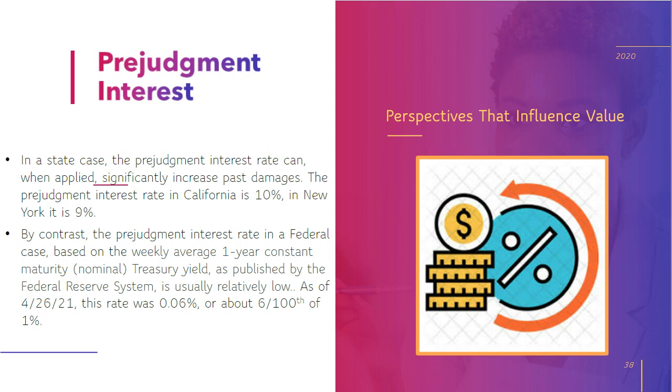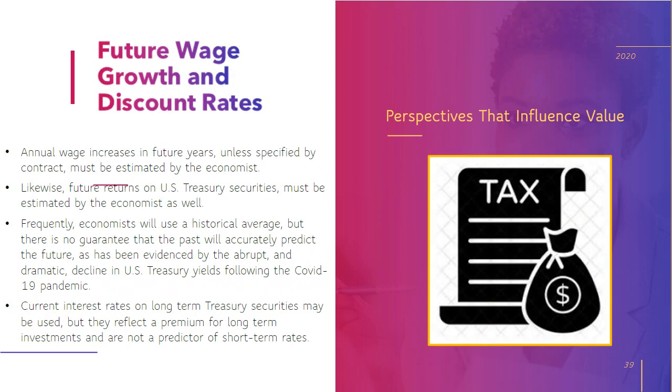And be aware too that if you have a federal case, your prejudgment interest is the federal rate, not the state rate. I once had a case recently where somebody was claiming the state rate in a federal case, which wasn't appropriate.